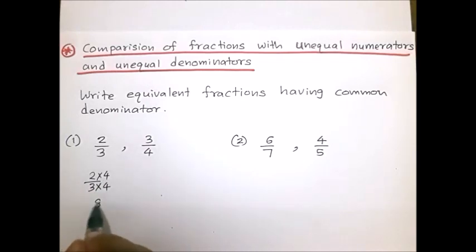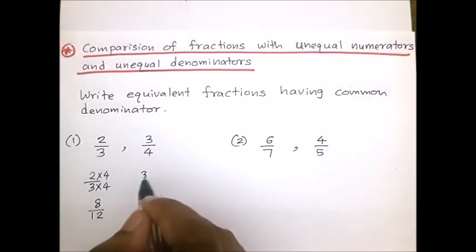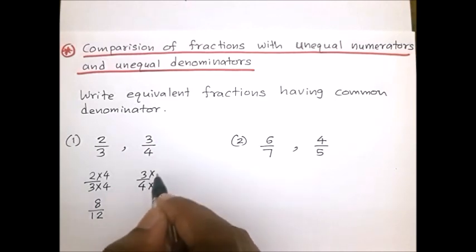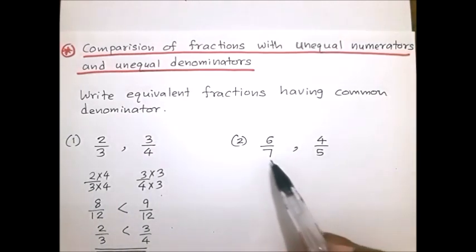2 multiplied by 4, 8. 3 multiplied by 4, 12. It is 8/12. To convert this denominator into 12, multiply it by 3. Multiply both numerator and denominator by 3. 3 multiplied by 3, 9. 4 multiplied by 3, 12. So here denominators are equal, numerators are different. Which one is the largest one? 9/12. This is the largest one. So you can write this inequality symbol in between these two. This fraction is the largest one. This is the answer.